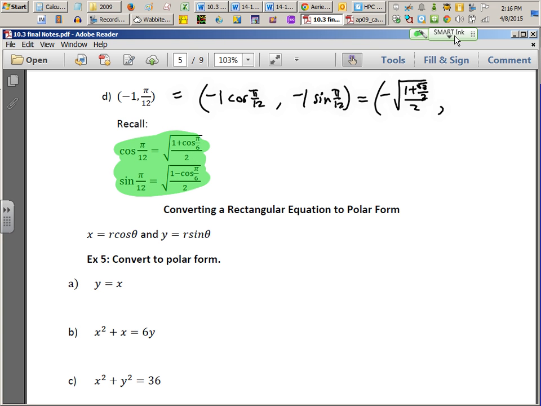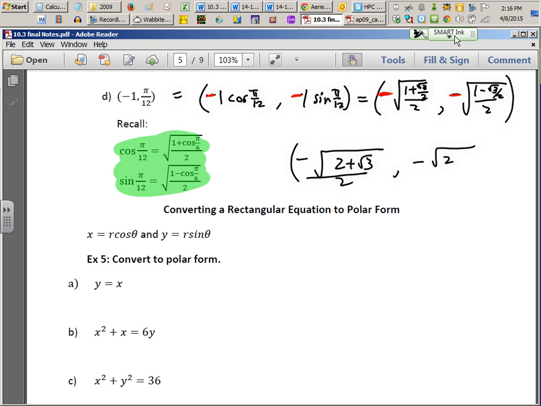Okay? Let's do the sine now. So the sine is going to be negative square root of this. By the way, these negatives here are from here. Okay. 1 minus root 3 over 2. And this can be kind of cleaned up a bit. So I think you can rewrite all this as negative (2 plus root 3) all over 2 and negative (2 minus root 3) all over 2. I'll let you play around with it.